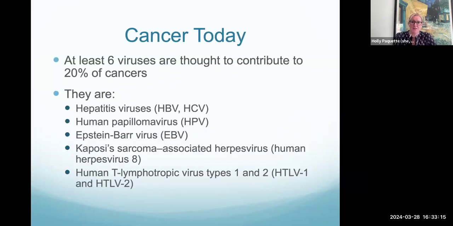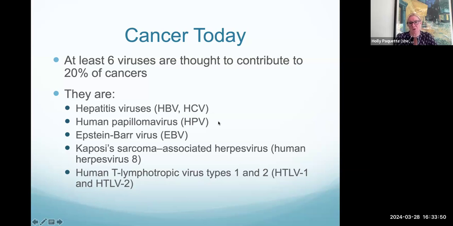When we think about cancer today, though, we can think of at least 6 viruses that are thought to contribute to about 20% of all cancers. So when you think of all cancers that we find in humans, there's 6 viruses that we think contribute to 20% of these particular cancers. And you may be familiar with some of these. We will be going into many of these in future modules, but I do want to at least recognize them here. So out of the hepatitis viruses, hepatitis B and hepatitis C, we know contribute to cancer.